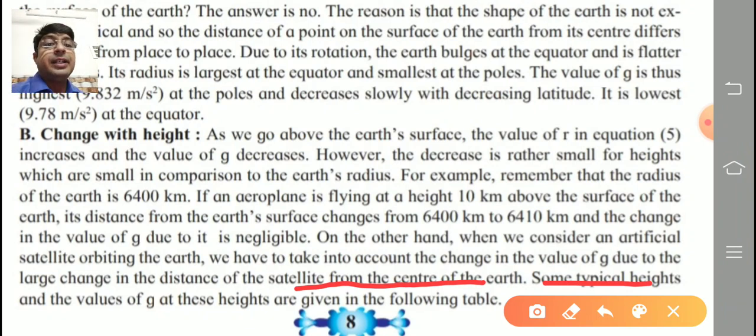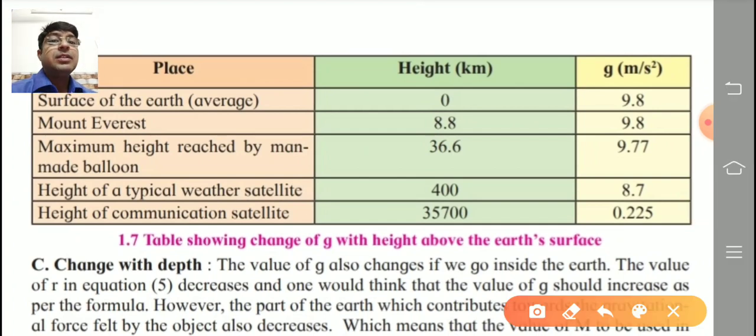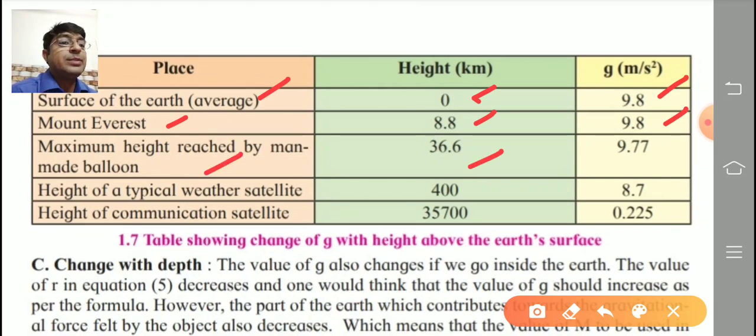Some typical heights and values of small g at these heights are given in the table on the next page. See these values. Heights are given. First one, surface of the earth, that is the average value, height is 0, considered 9.8 meter per second square. Mount Everest, 8.8 kilometer is the height, the value is the same, 9.8. Maximum height reached by a man-made balloon, that is 36.6 kilometer, value is decreasing, 9.77 meter per second square.